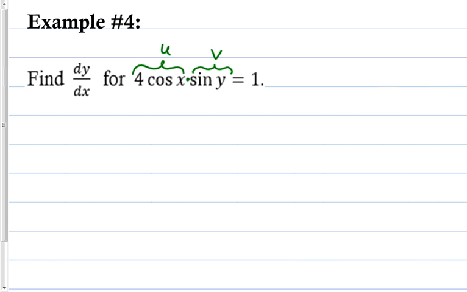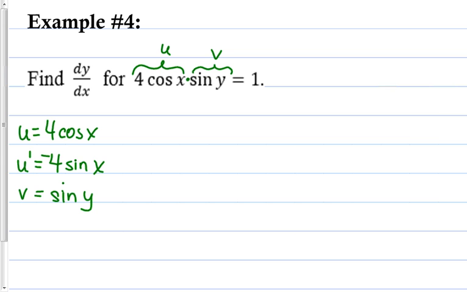It wouldn't hurt to list everything out. u is 4 cosine x. u prime is going to be the derivative of that, which is 4 times negative sine x, right? v is sine of y. So v prime will be the derivative of that, which is cosine y, but then dy/dx. That's similar to the chain rule because of the dy/dx part. Okay, so I got my pieces.